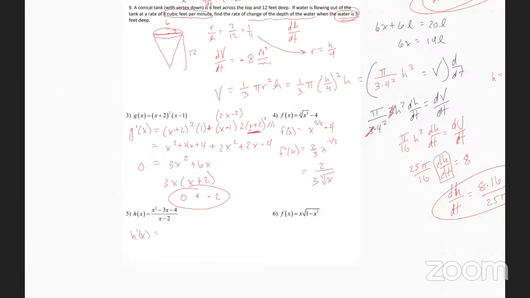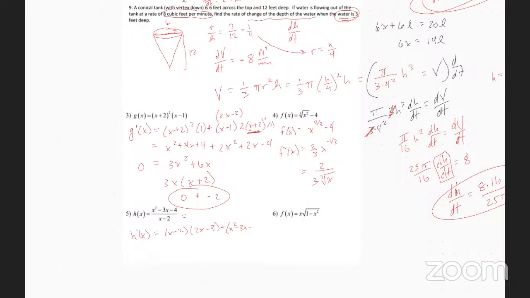I don't know if we want to factor it. The top does factor, but it doesn't cancel out. So it's going to be low d high, 2x minus 3, minus high, x squared minus 3x minus 4, d low, which is just 1, all over low squared.